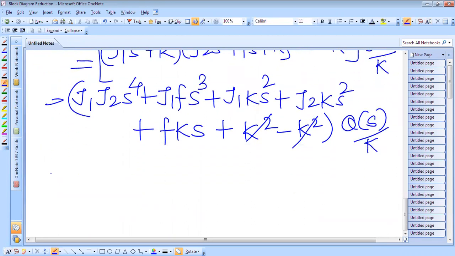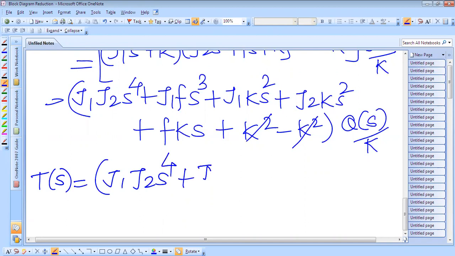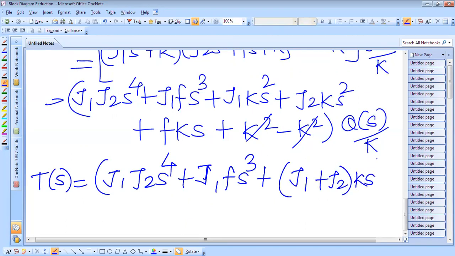Now we can write here T of S is equal to J1 J2 S raised to power 4 plus J1 F S cube plus, here we can take K outside, so J1 plus J2 K S square, plus F K S, into theta of S by K.